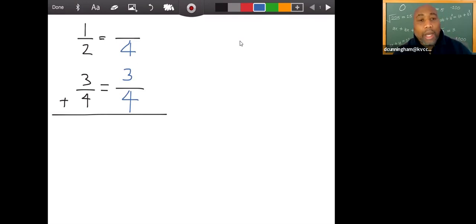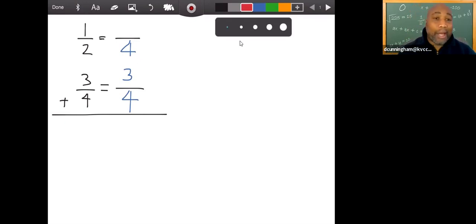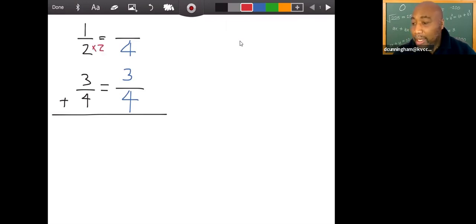But the upper fraction, we have to change that numerator. So basically, what you do on the bottom, you do on the top. What you do on the top, you do on the bottom. So how do I make that 2 a 4? I multiply by 2, and you're going to do the same thing up here. We're going to multiply the numerator by 2.